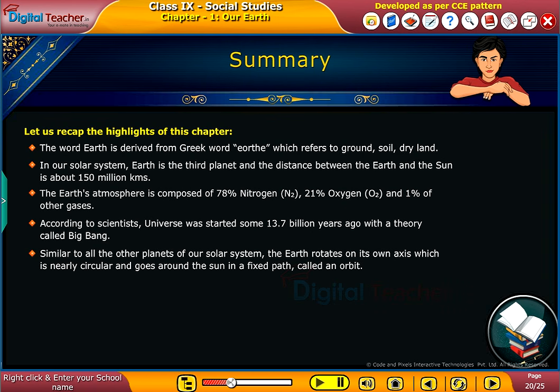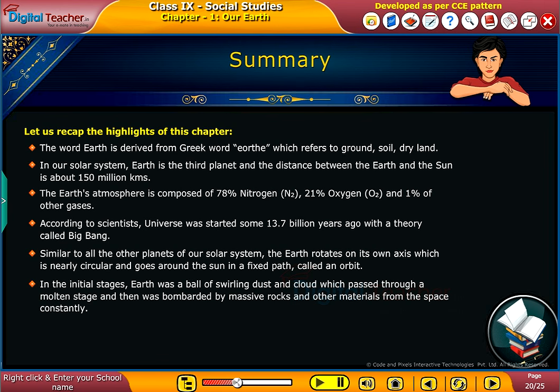Similar to all the other planets of our solar system, the Earth rotates on its own axis, which is nearly circular, and goes around the Sun in a fixed path called an orbit. In the initial stages, Earth was a ball of swirling dust and cloud which passed through a molten stage and then was bombarded by massive rocks and other materials from space constantly.